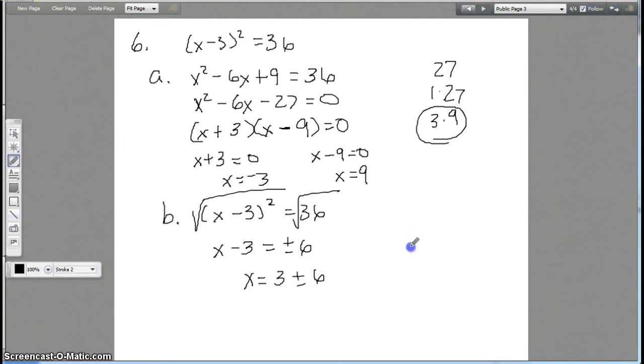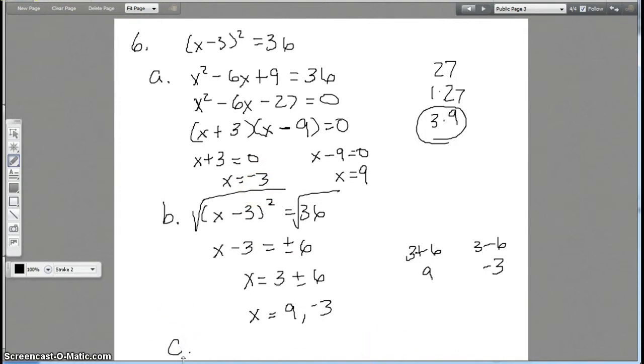So we need to figure out what is 3 plus 6 and what is 3 minus 6. Well, 3 plus 6 is 9. 3 minus 6 is negative 3. So x is going to equal 9 or negative 3. And what did we get before? We got 9 and we got negative 3. So both of these methods worked and gave us the same answer.